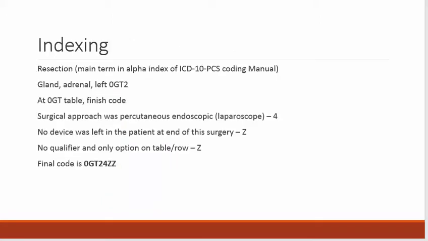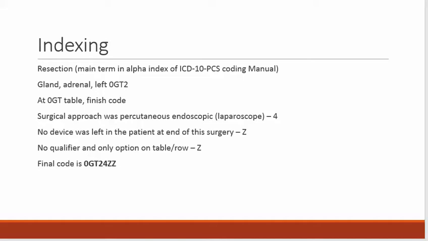So we move to the index. Resection is the main term. Gland is our next subterm, and then adrenal, and then left. We're given part of the code in the alpha index, which is 0GT2. Then we move to the 0GT table.